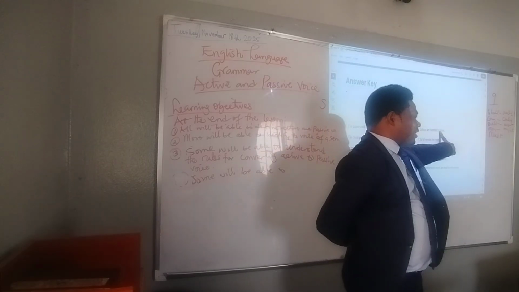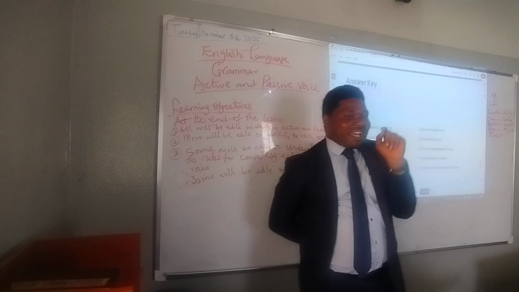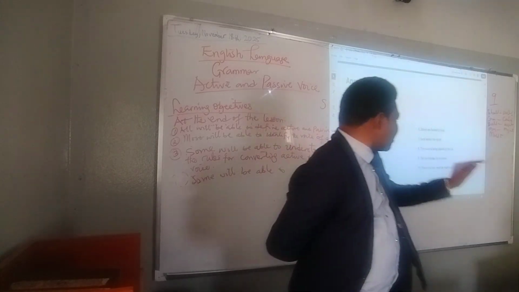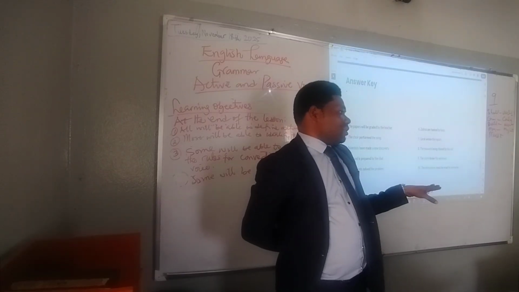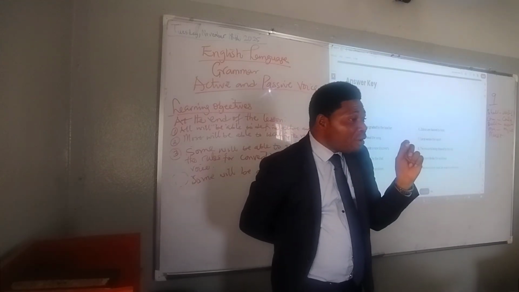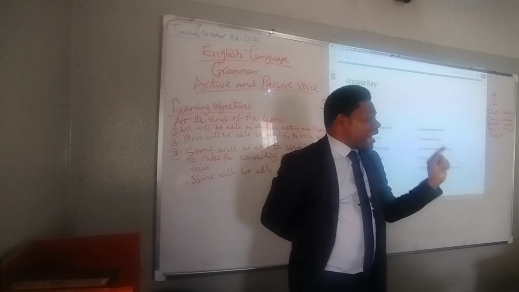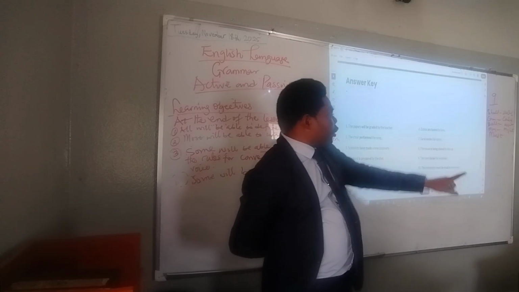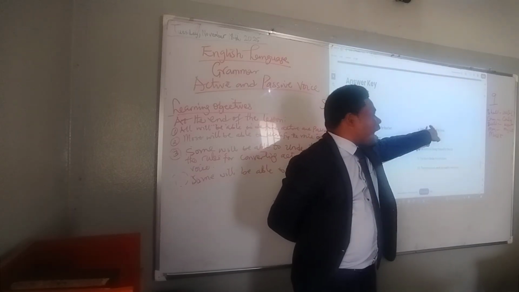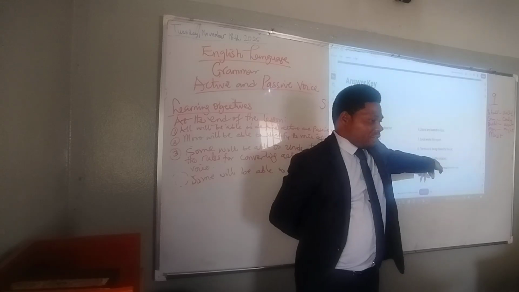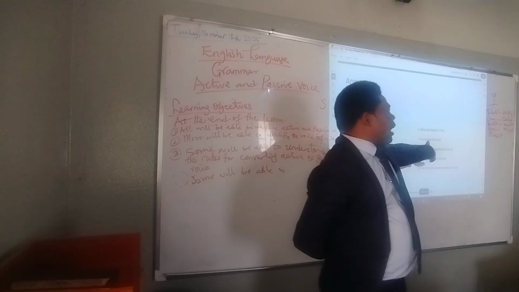Zebras are hunted. Do you know why this is correct? Because the active voice said lions hunt zebras. There was no auxiliary verb or to be verb. So when you are converting it from that active voice to passive voice, you are going to bring in this auxiliary verb are. So zebras are hunted by lions. It's very correct.